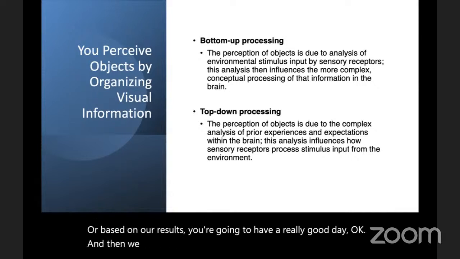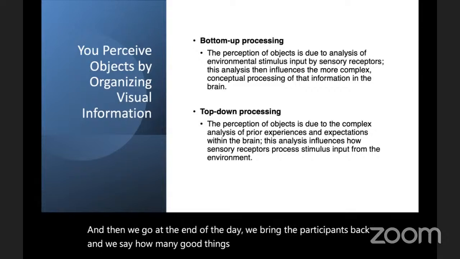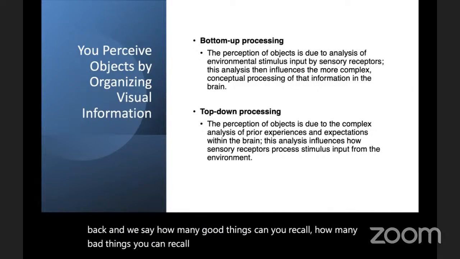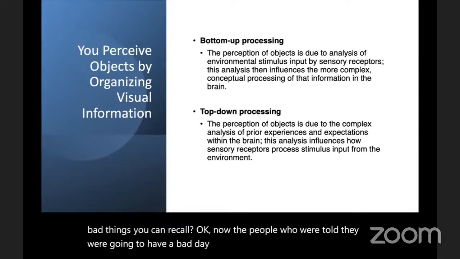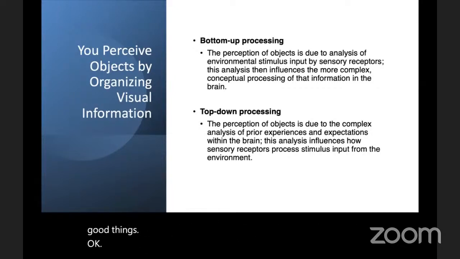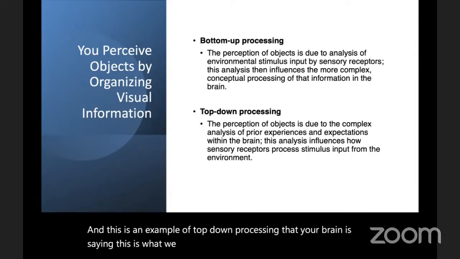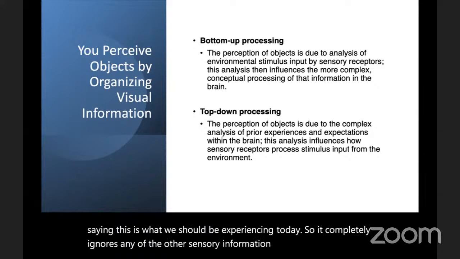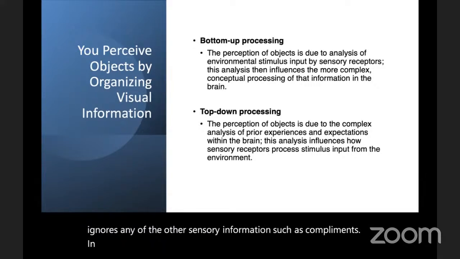And then at the end of the day, we bring the participants back and we say, how many good things can you recall? How many bad things you can recall? Okay. Now, the people who were told they were going to have a bad day remembered pretty much all the bad things that happened to them that day and don't remember any of the good things. Okay. And this is an example of top-down processing, that your brain is saying, this is what we should be experiencing today. So it completely ignores any of the other sensory information, such as compliments, in order to make sense of what they were told earlier that morning.